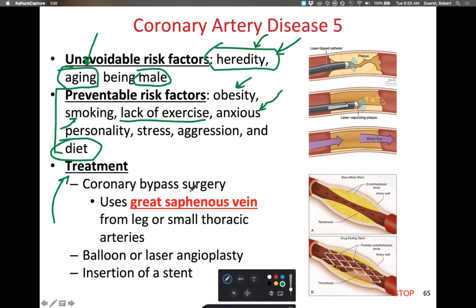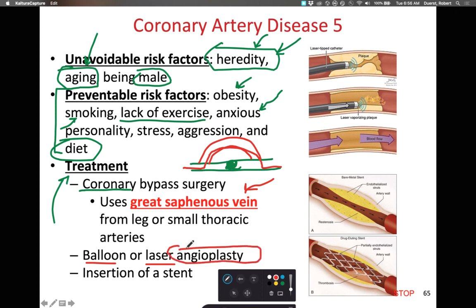To treat coronary artery disease, you can have a coronary bypass surgery, where if you have a blood vessel and there's a plaque built up in it, the surgeons can stitch in another blood vessel harvested from somewhere else in your body and give the blood an alternative flow to go around the plaque. It's kind of like a bypass. Typically, the blood vessel that's harvested is from the great saphenous vein of the leg or some of those smaller thoracic arteries. We also can use balloon or laser angioplasty.